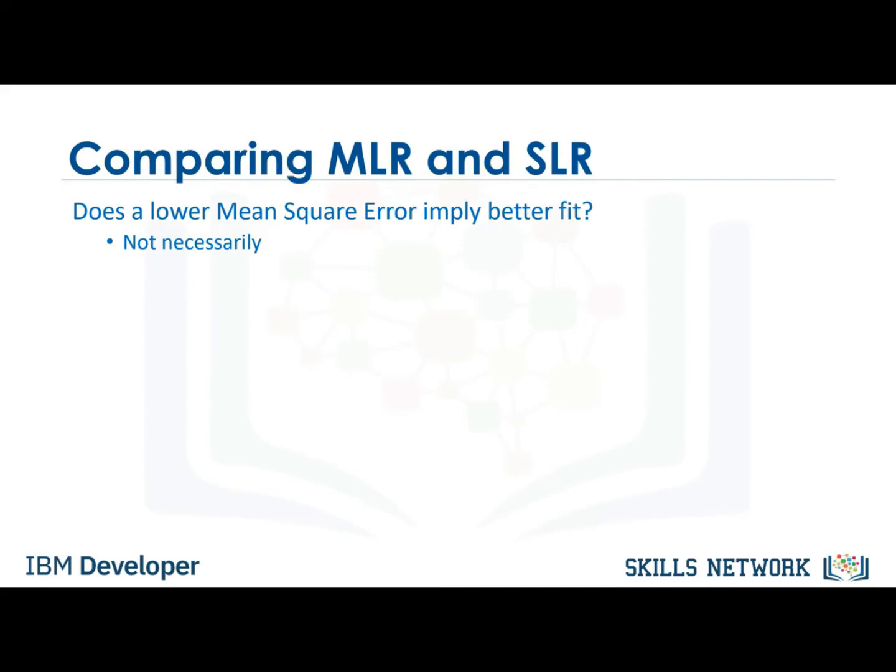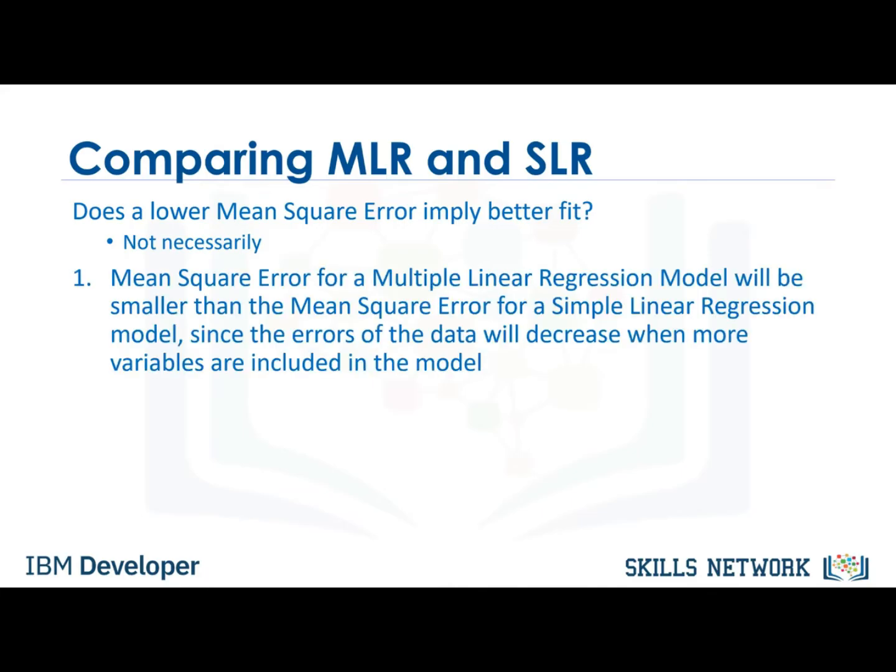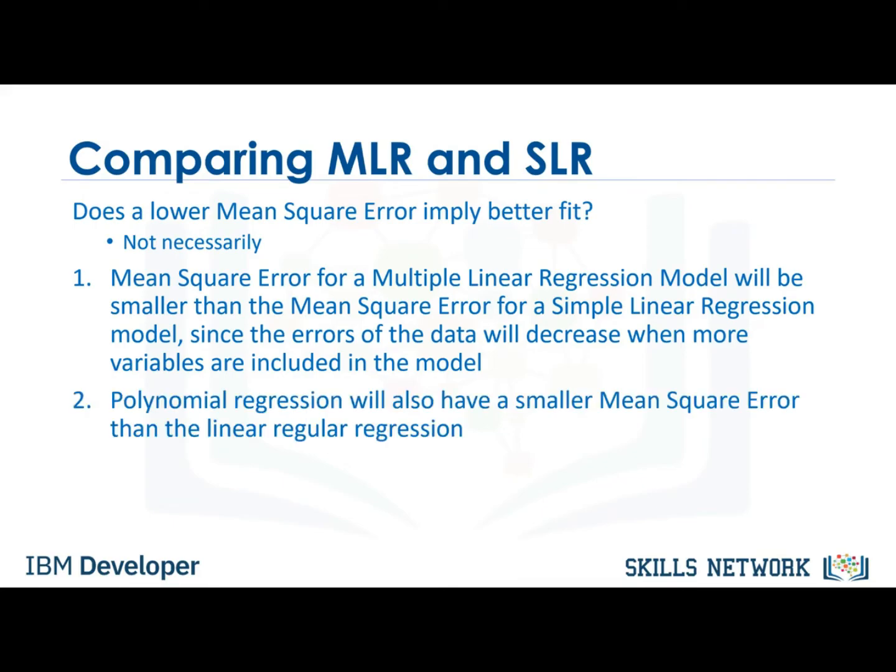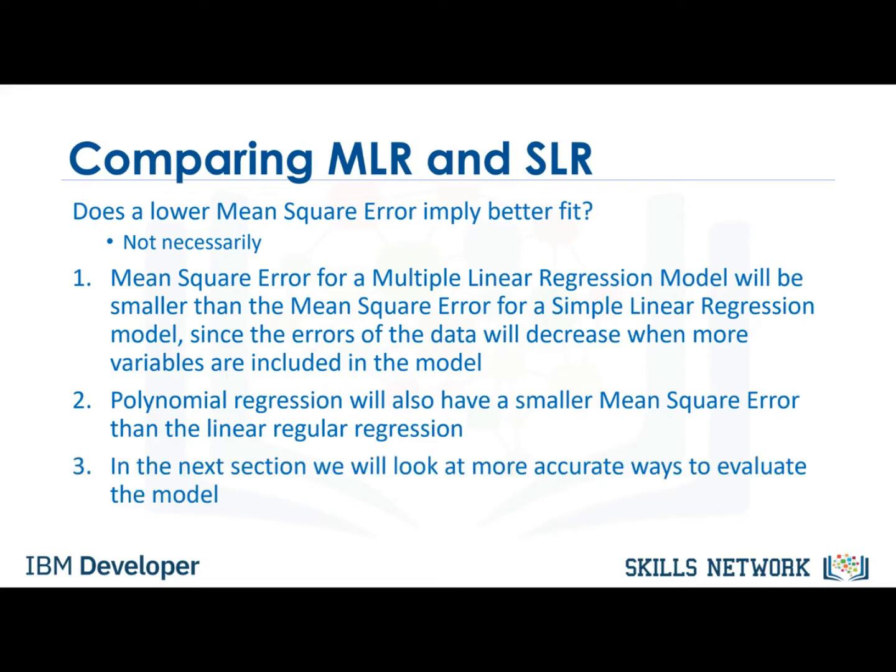Does a lower mean square error imply better fit? Not necessarily. MSE for an MLR model will be smaller than the MSE for an SLR model, since the errors of the data will decrease when more variables are included in the model. Polynomial regression will also have a smaller MSE than regular regression. In the next section, we will look at more accurate ways to evaluate the model.